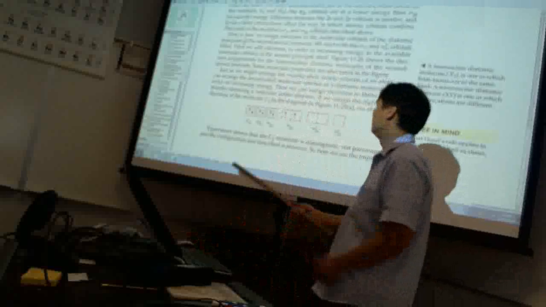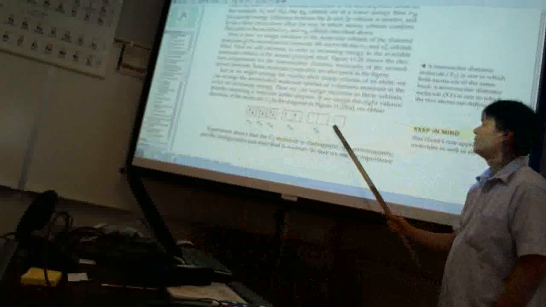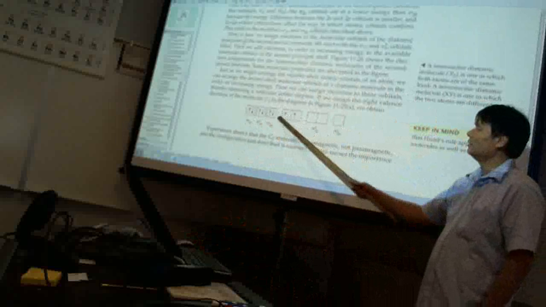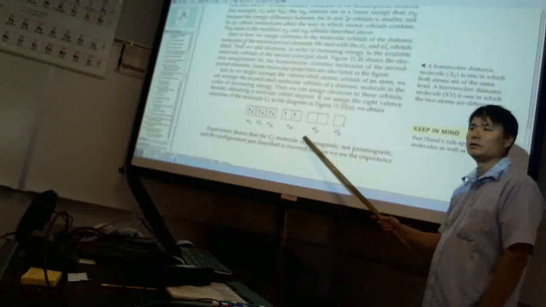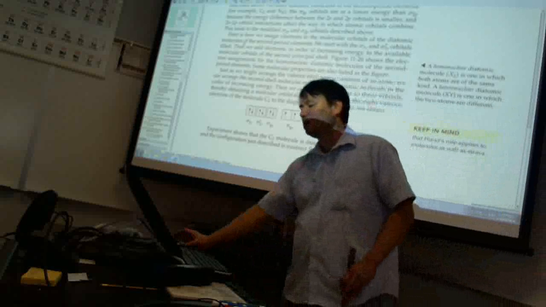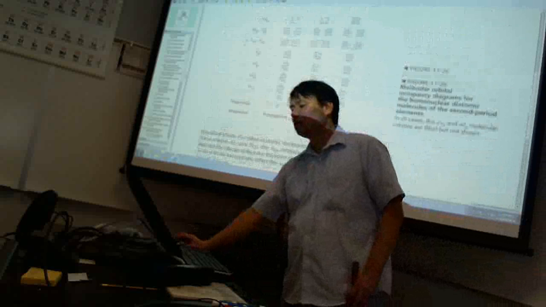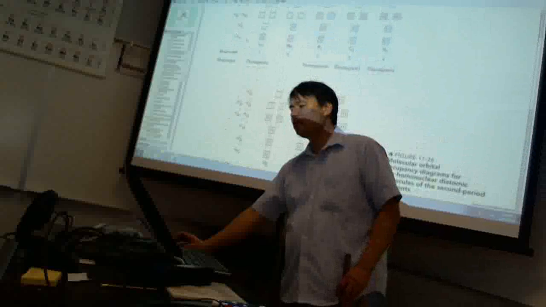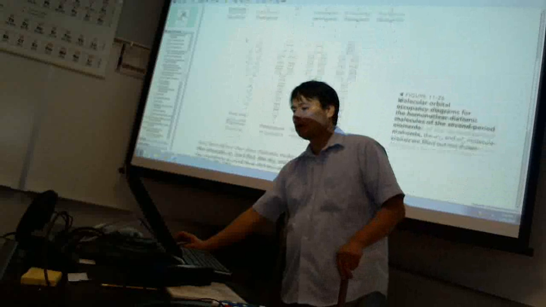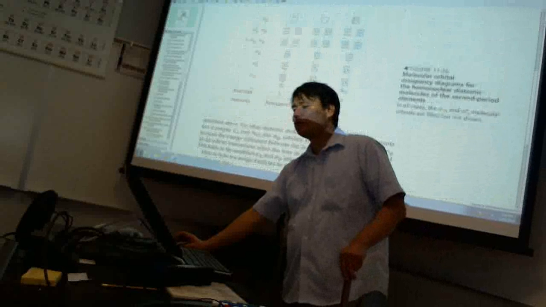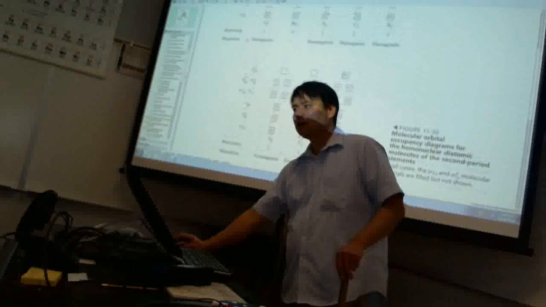This is how your book's homework is going to show the MO diagram, but the reason they do this is to save space. It's not because this is the best way to do it. The best way to show it is like this. And the situation with your book is it doesn't have enough room to show it like this. And so that's why. On a test, you would show it like this.